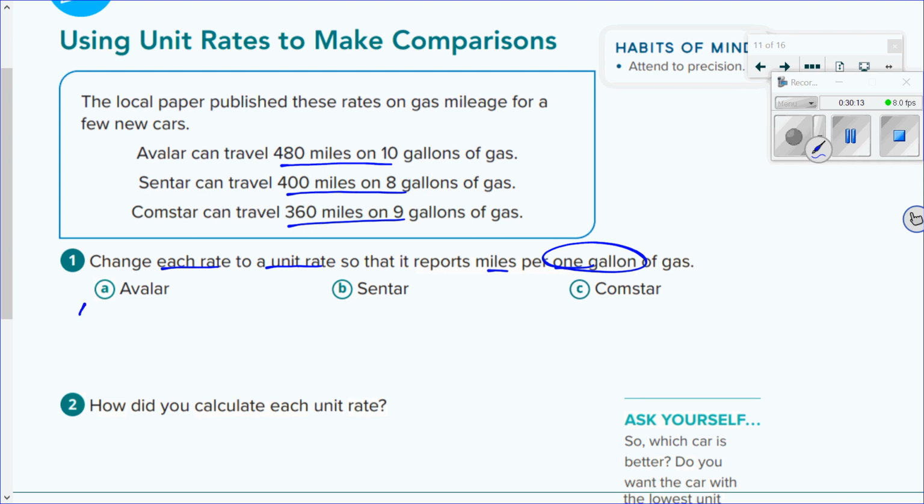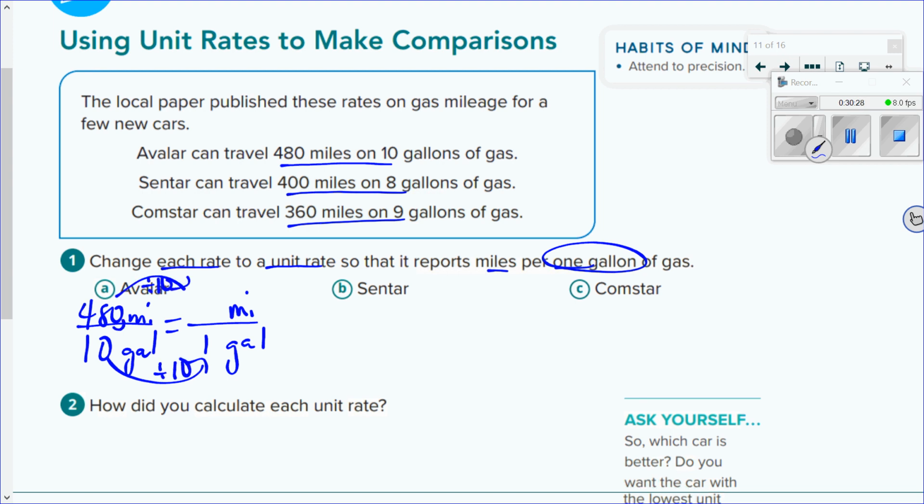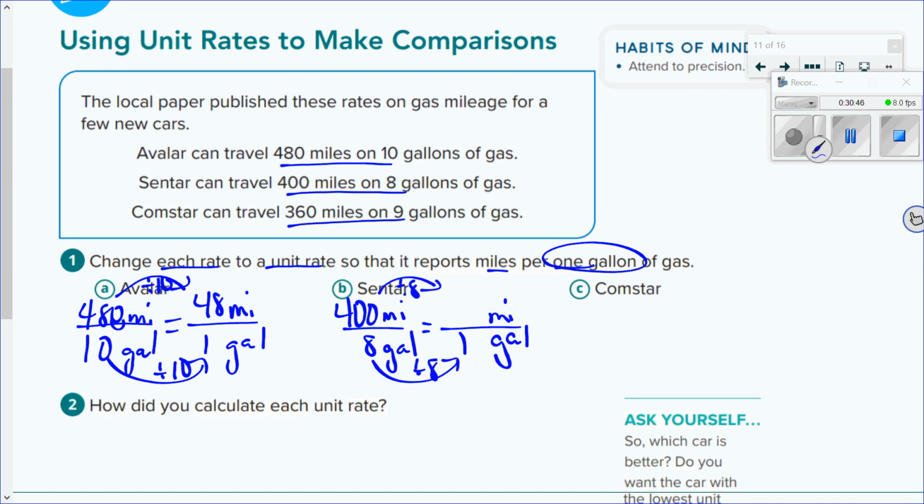So Avlar, 480 miles, 10 gallons. They told you I want to know the 1 gallon. So how do I go 10 to 1? Divide by 10. Dividing any number by 10 should be easy. I'm literally just moving my decimal once. 48 miles. Centaur, 400 miles and 8 gallons. Again, I know I want to get to 1. How do I go 8 to 1? Divide by 8. 400 divided by 8 is going to go 5, and I have to account for that second 0. So that's going to be 50 miles.